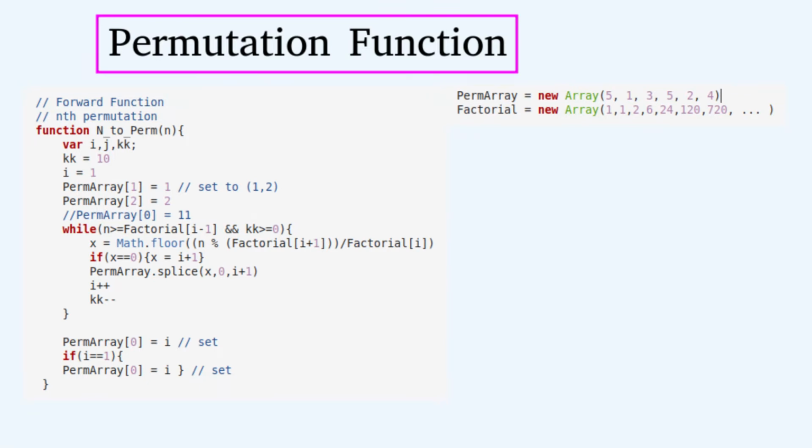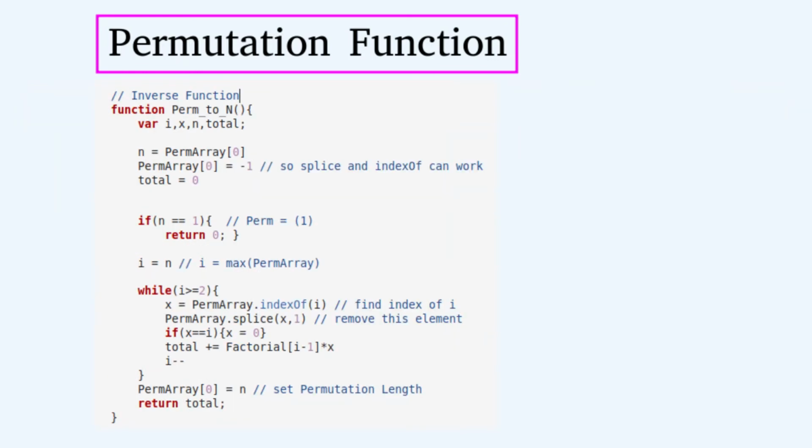The first entry is used to store the length of the list, and is also equal to the largest element. I've set this particular location at the end of this function. I've also used a variable called kk to stop this while loop from being an infinite loop during the construction of this function. I've decided to store the factorials in a special array to save time, and fill it using a special function. This is the inverse function.